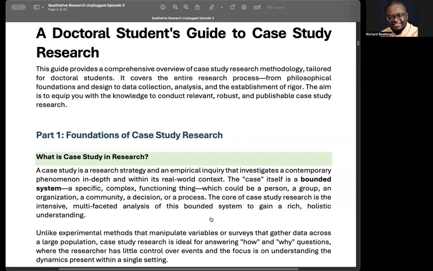A microscope in the wild. I like that analogy. And the case itself, you said it's a specific kind of entity, a bounded system. What does that mean, bounded? It means it has clear borders, clear limits. It's a specific, complex, functioning thing.